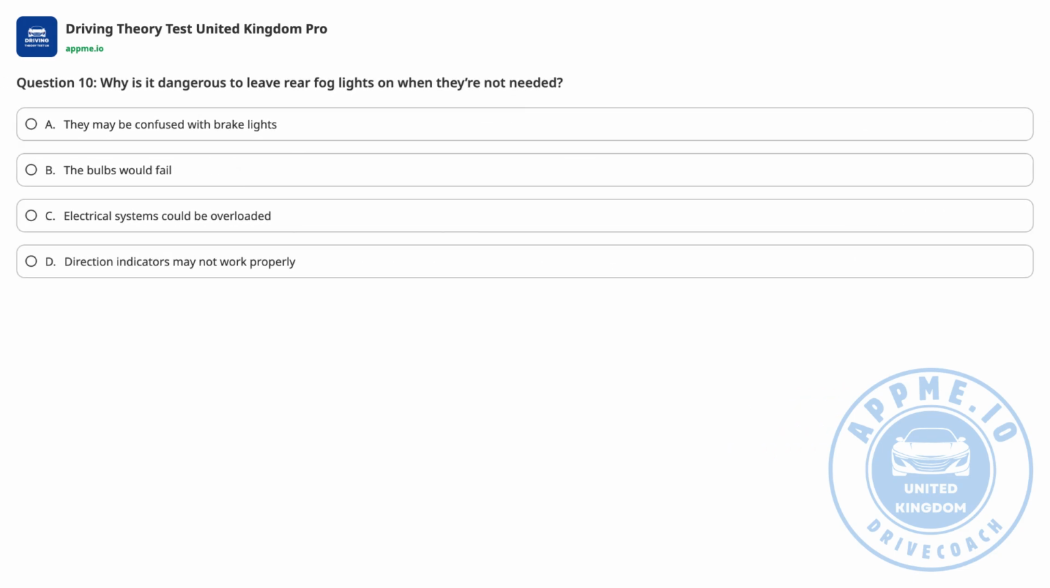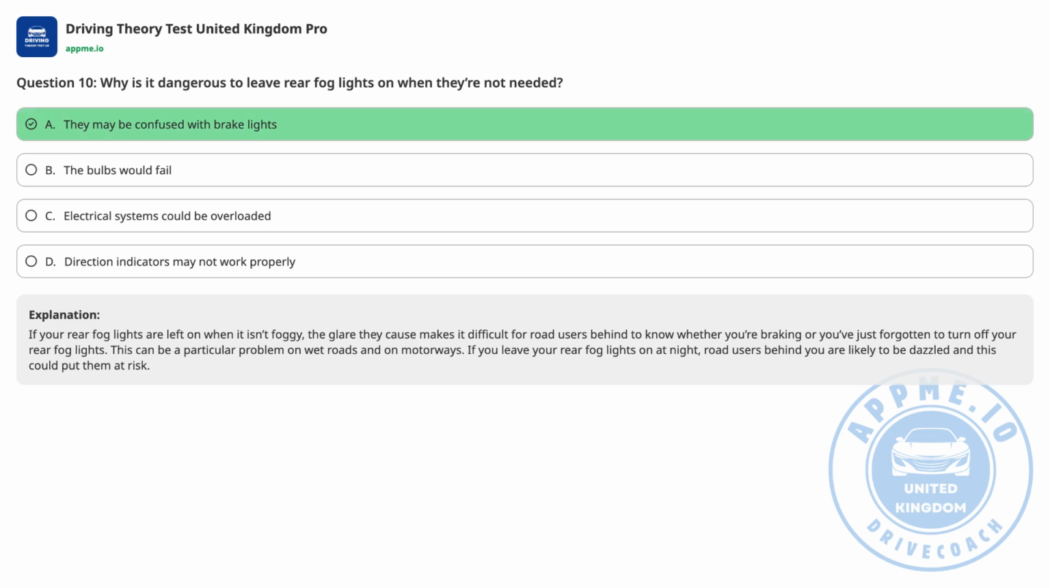Question 10. Why is it dangerous to leave rear fog lights on when they're not needed? A. They may be confused with brake lights. B. The bulbs would fail. C. Electrical systems could be overloaded. D. Direction indicators may not work properly. The correct answer is A.